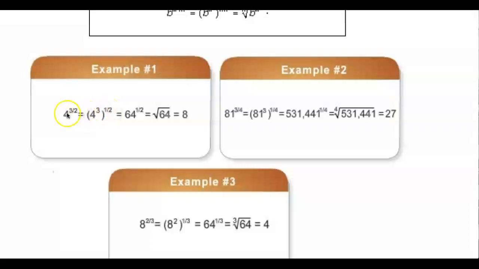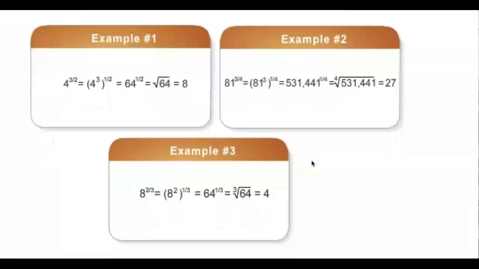So you can do this in the steps that they have it. So you take 4 cubed, which is 64. Then we have 64 to the 1/2. We take the square root of 64, and that gives us 8. All right, we can do that.